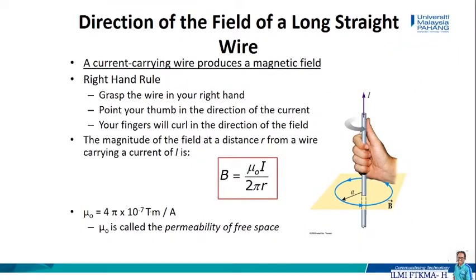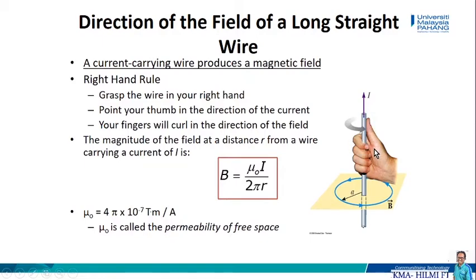The direction of the field of a long straight wire. So we had learned that electromagnets are created when we have electricity running through a wire or a coil. So how can we decide the direction of the magnetic field? Using the right hand rule, we can easily use our own right hand. First, we grasp the wire in our right hand and then point our thumb in the direction of the current. In this figure, the direction of the current is upward, and then your fingers will curl in the direction of the field.